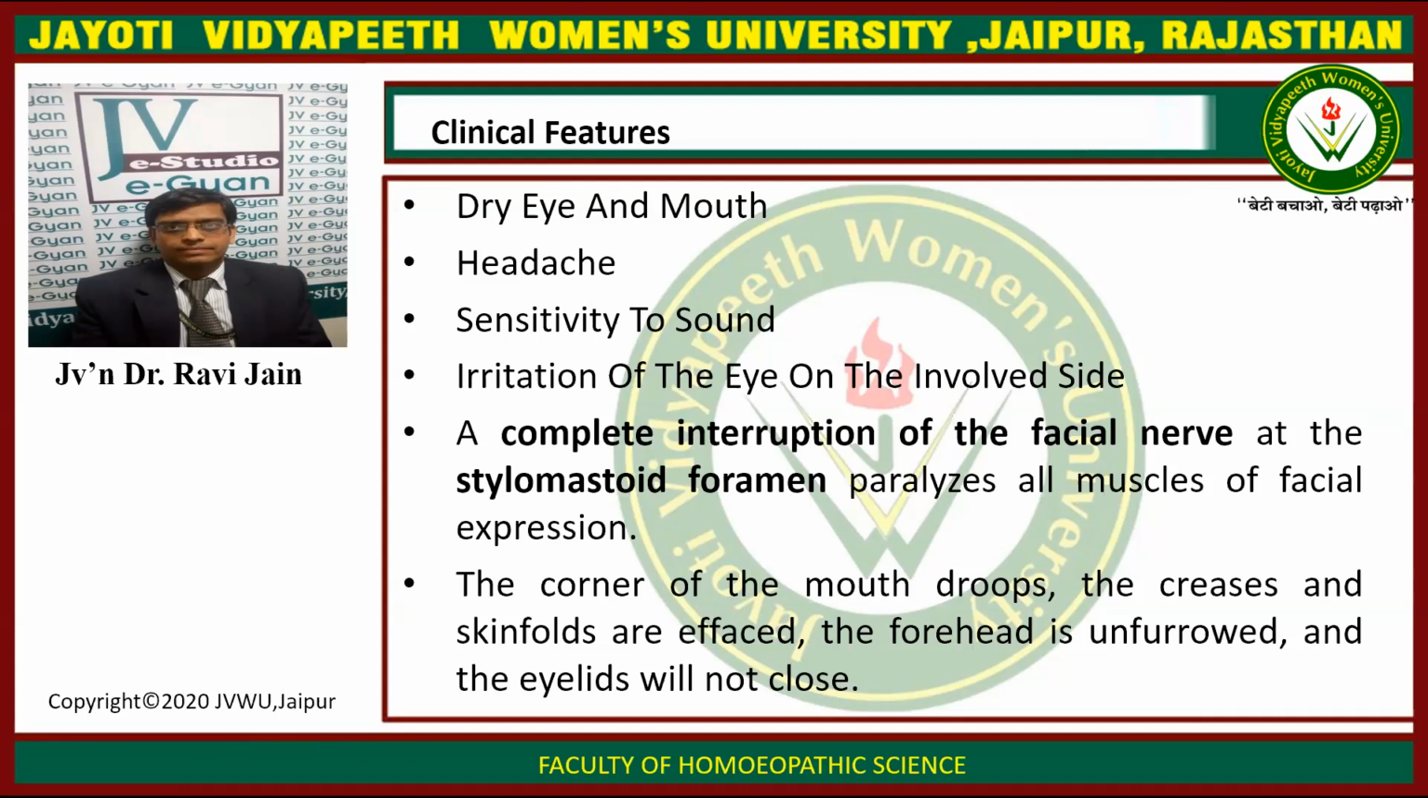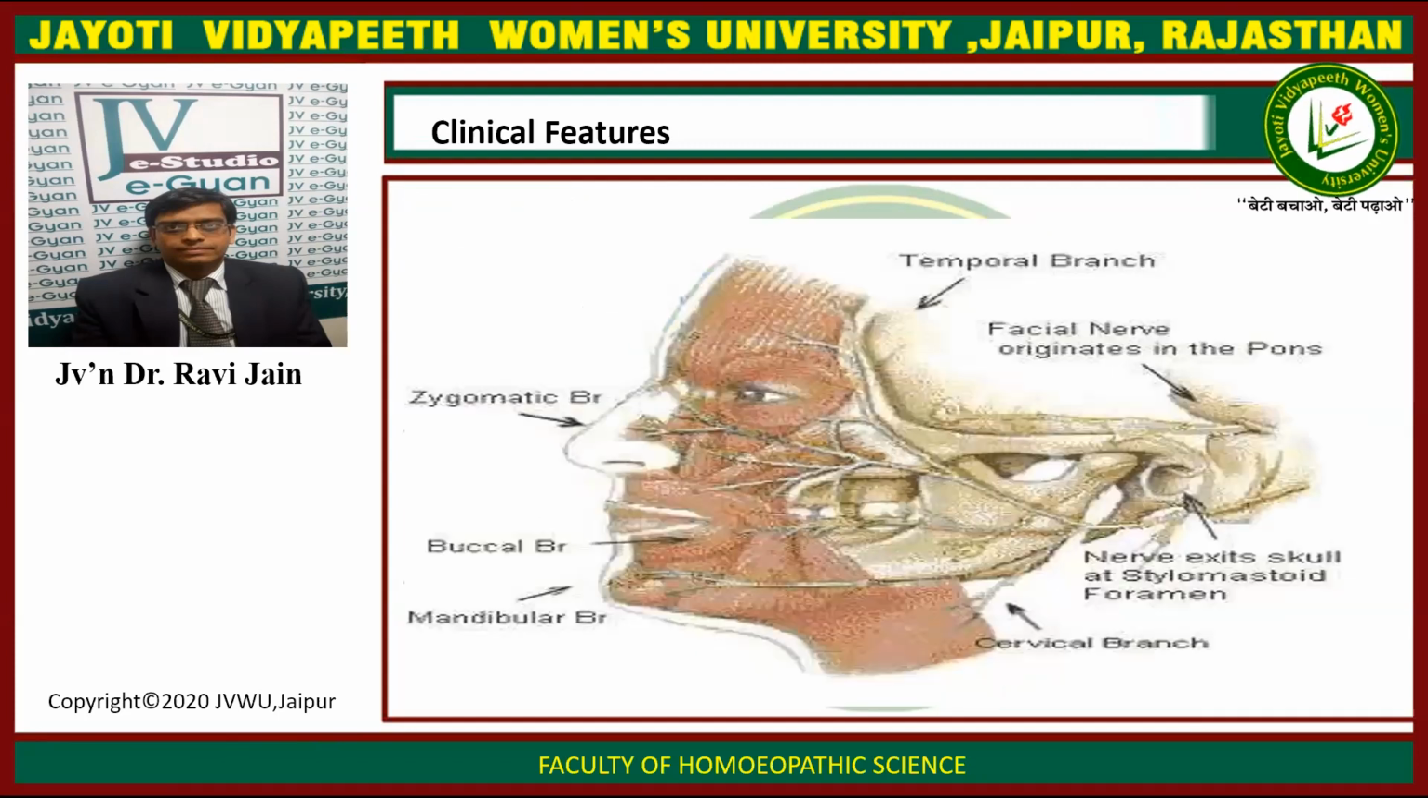The corner of the mouth droops down and the creases and skin folds are affected. The forehead is unfurrowed. जो सलवटें हमारे सिर पे आती हैं वो unfurrowed हो जाएंगी and eyelids will not close on the affected side. Look, this I was talking about. यहाँ से अगर ये जो enter हो रहा है, यहीं पे अगर compression आ गया, तो जितने भी nerves ये supply हो रही हैं, इन सब में ये सारा का सारा आपका loss of sensation, loss of function हो जाएगा. The muscles will not act properly.